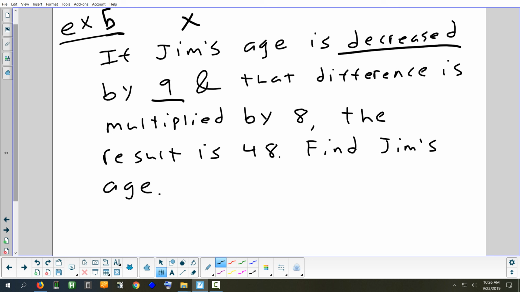What else is important there? The 8 and 48. Yep, 8. Anytime you have a number, that's usually important. And there's one more word there that's important. Actually, 2 more words that are important. Multiplied. And one more word that's important. Difference.